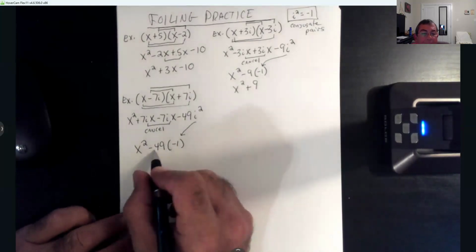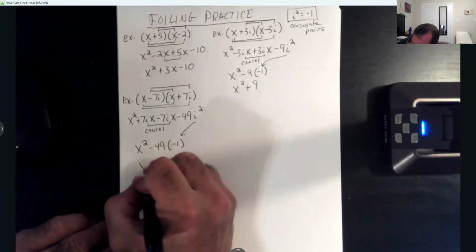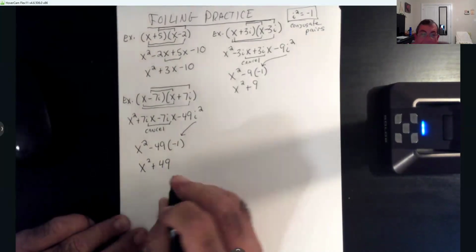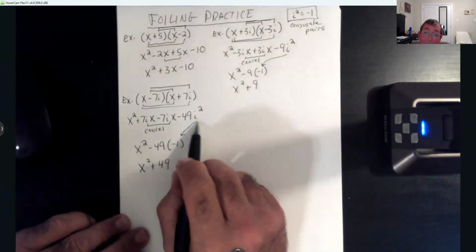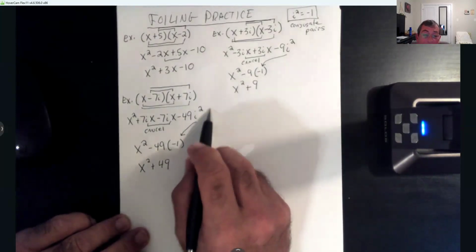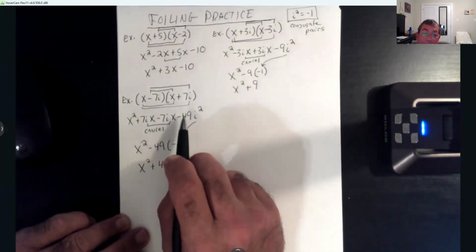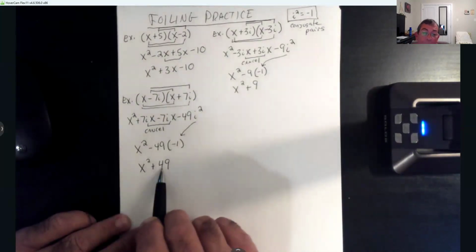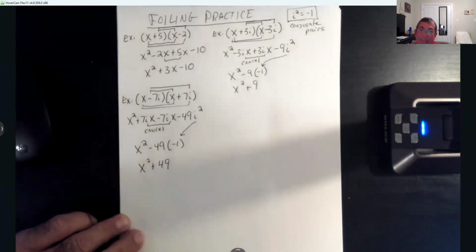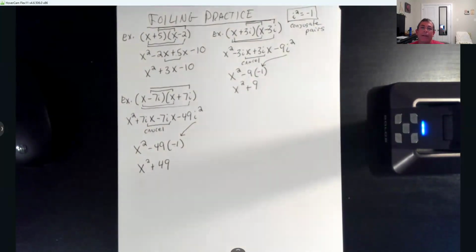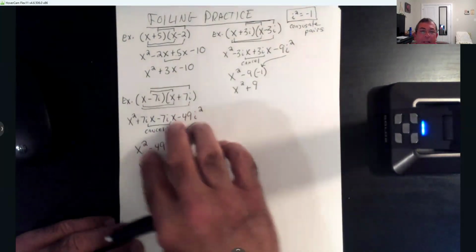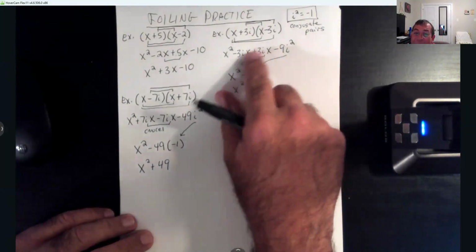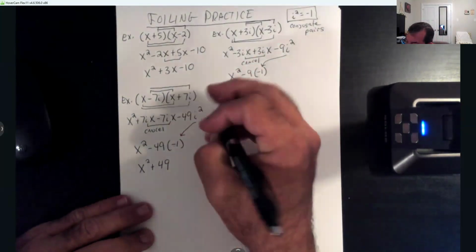And basically, that's just going to make it a positive. So you get x squared plus 49. So i squared's only purpose really in life is to change the sign of the number in front of it. If the number in front of i squared is negative, it's going to become positive, okay? So y'all, that's a little bit of practice on foiling imaginary numbers.